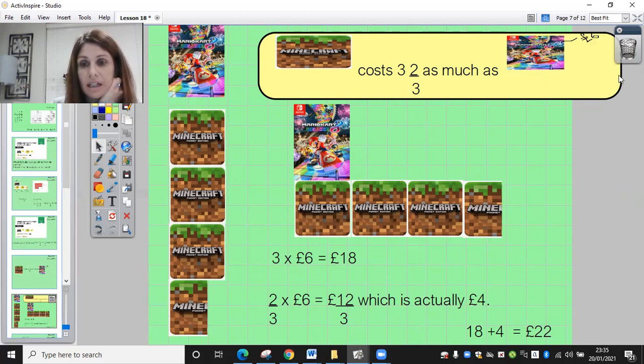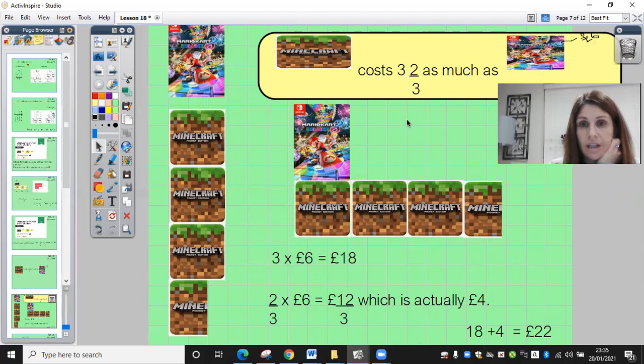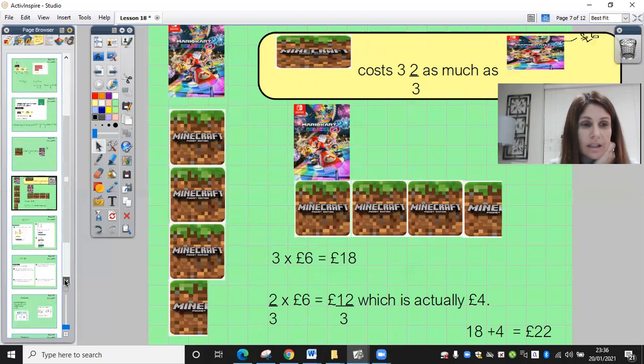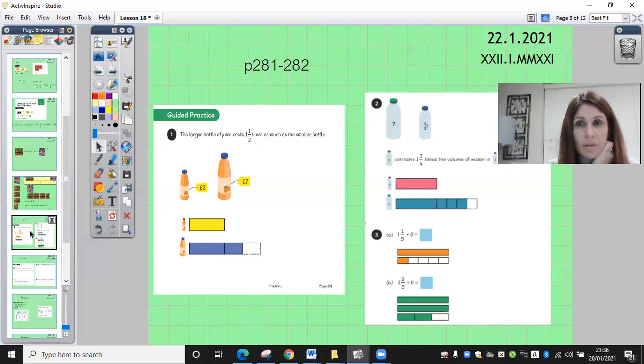I'm hoping that that does make a bit of sense to you. You just need to follow that pattern of multiplying the whole number first and then multiplying your fraction. And then don't forget to simplify. It's a little bit trickier when it comes to thinking about money, so I do understand you might find it a bit trickier.